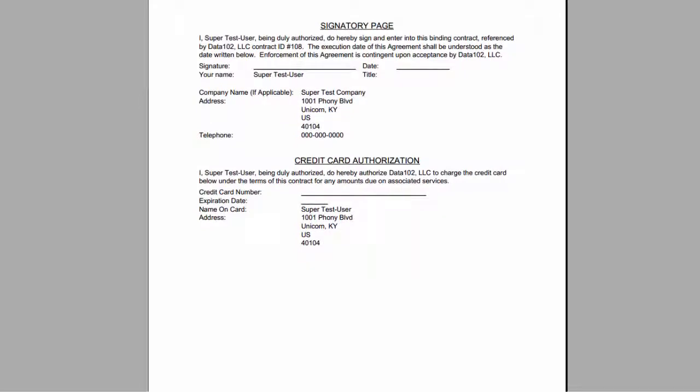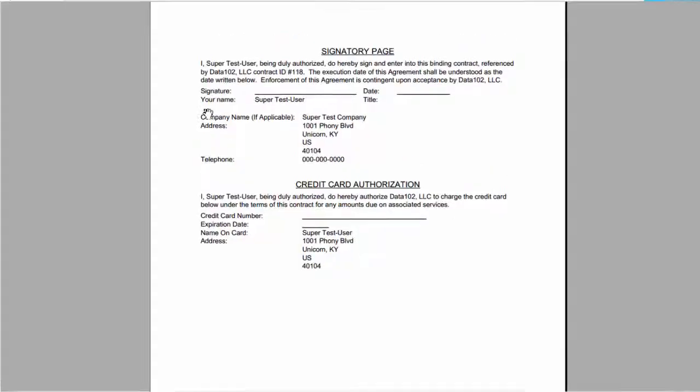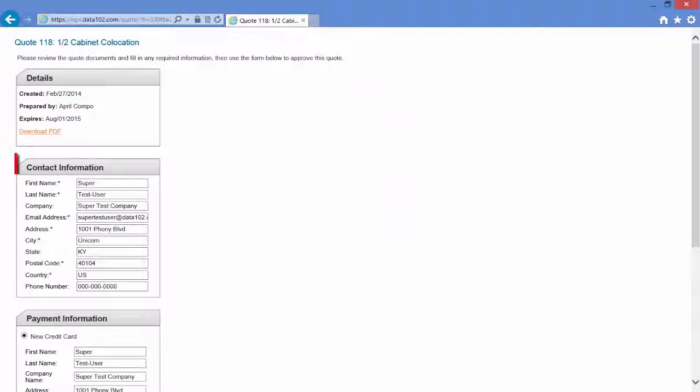The signatory page is for anyone that wants to print and physically sign the documents, which can be scanned and sent back to your sales representative to initiate the order process. To make things easier, however, this information and authorization can be collected through the online form. Just make sure your contact information is correct.